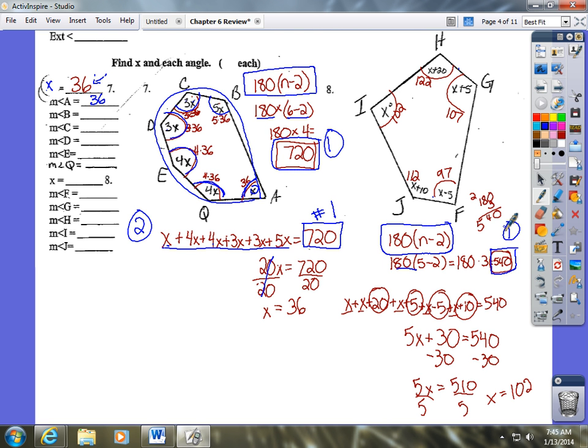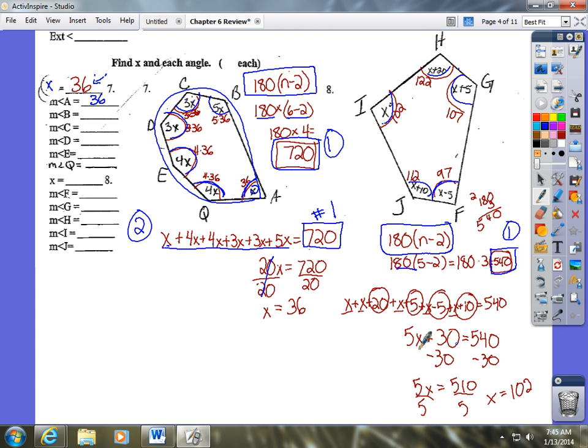Okay. My second step is to add up all the angles. So I'm adding up all of these. I have x plus 20 plus x plus 5 plus x minus 5 plus x plus 10 equals 540. If I add up all my x's, that's 1, 2, 3, 4, 5 x's. If I add up all my numbers, I get 30. So I have 5x plus 30 equals 540.